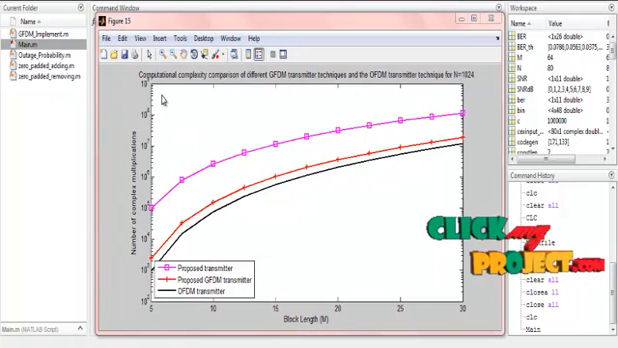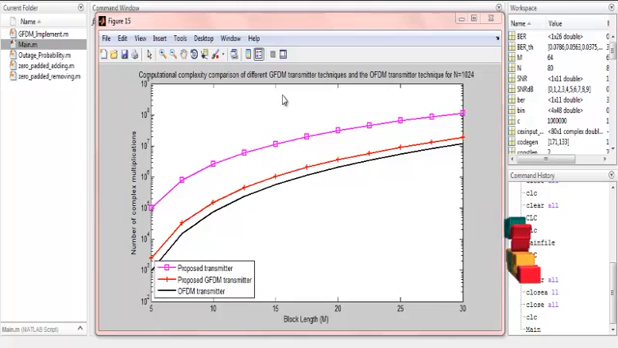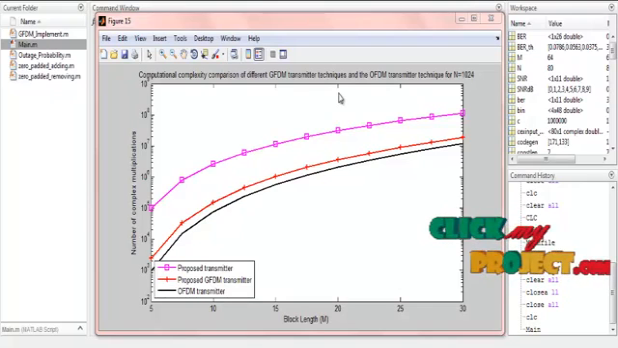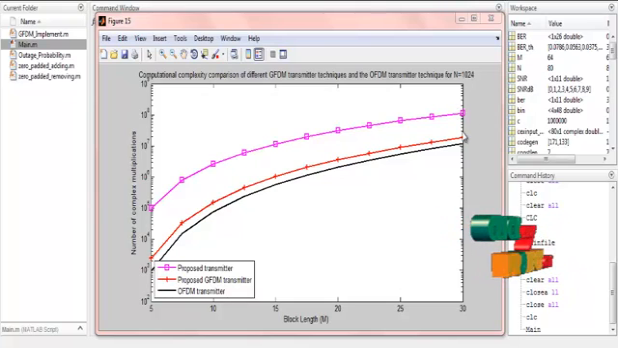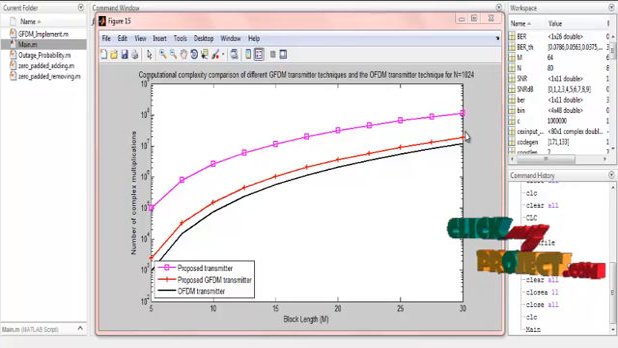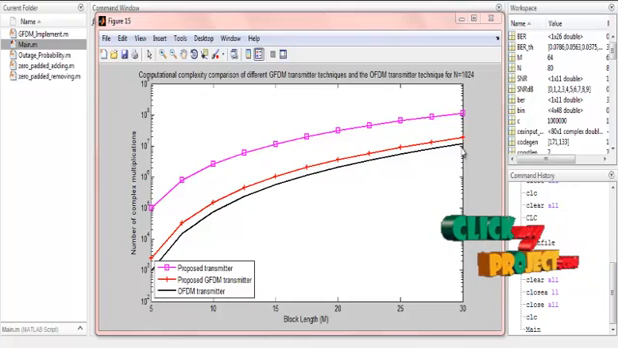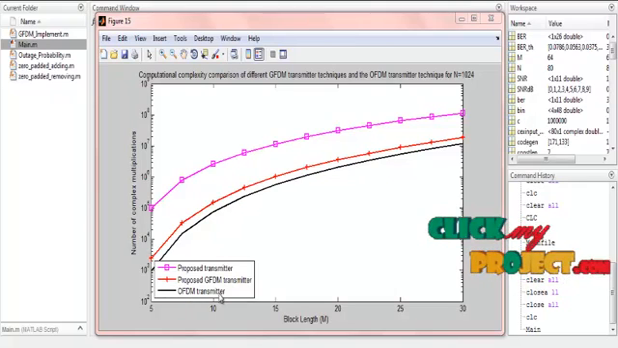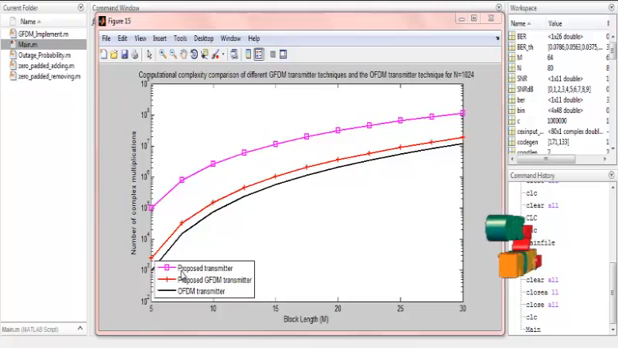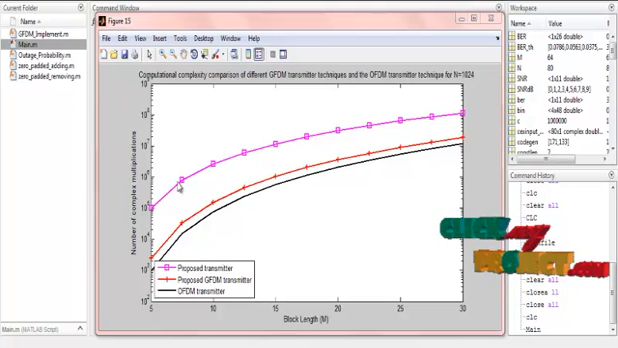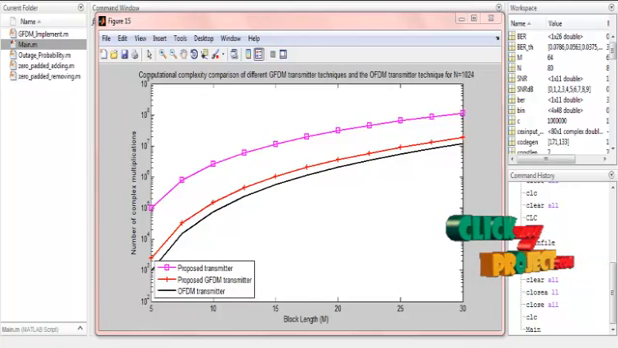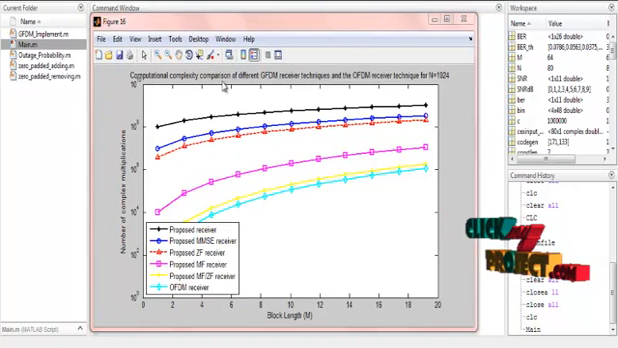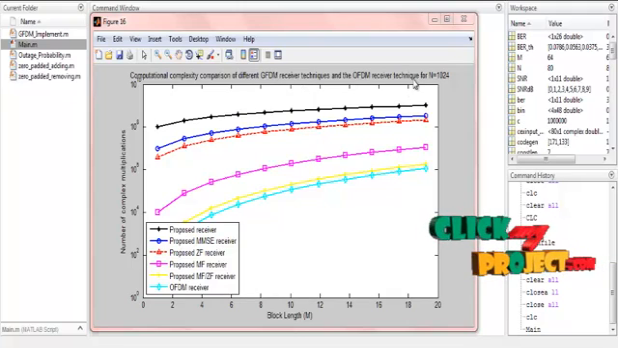The next figure is the complexity comparison. In this figure, the computational complexity comparison of different GFDM, the generalized frequency division multiplexing transmitter technique, and the OFDM transmitter technique, with NS equal to 1024. Already we've seen NS equal to 16 and NS 64. Here we are using NS equal to 1024, and the block length is 5 up to 30. Here we are using the proposed GFDM transmitter and then the OFDM transmitter. By calculating complex multiplications, it should be easy to see, and our proposed method is denoted by pink color. In the next figure, the computational complexity comparison of the different GFDM receiver technique and the OFDM receiver technique.